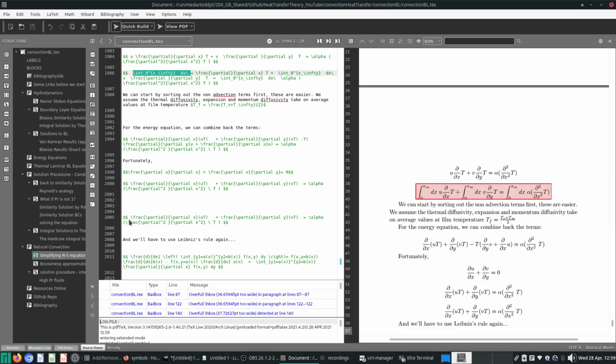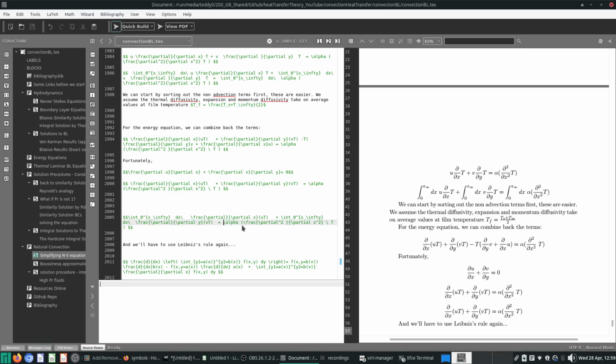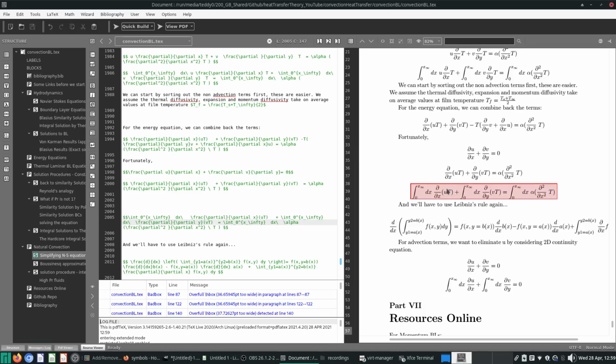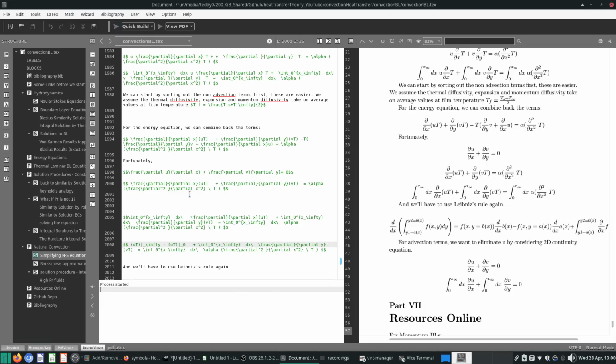Let me copy this integral operator throughout, and I'll just quickly do this. Okay, so at least this advection term is now easier to deal with. So what do we do? We need to have ut evaluated at the free stream, so I'll just put infinity minus ut at 0. Okay, so that's the first term.